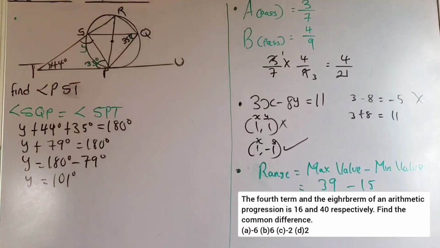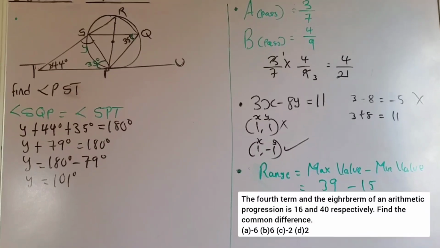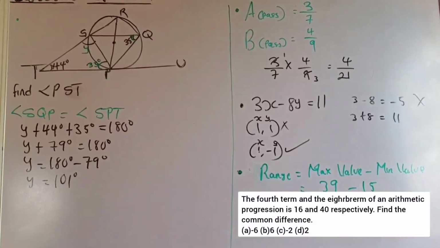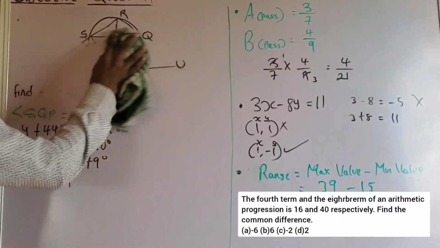Okay, now for question 49. The fourth and the eighth terms of an arithmetic progression are 16 and 40 respectively. Find the common difference. Okay, please kindly pay attention. It's simple.